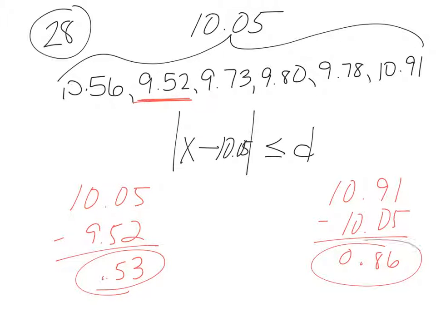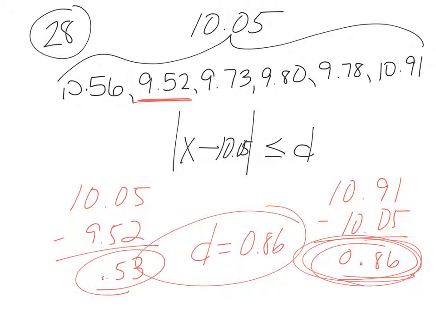We get 0.86. So now we know that in this problem, our absolute deviation has to be at most d. So which one's the biggest difference? It's 0.86. There's our value of d, 86/100ths. So the value of d, the biggest deviation from our mean, is 0.86, and that's our answer.